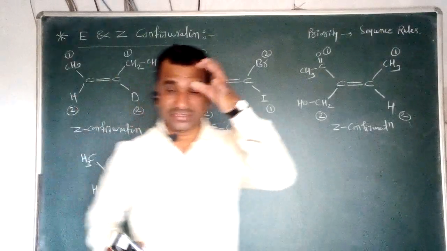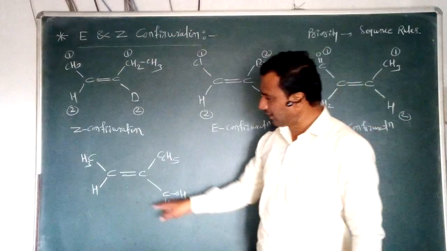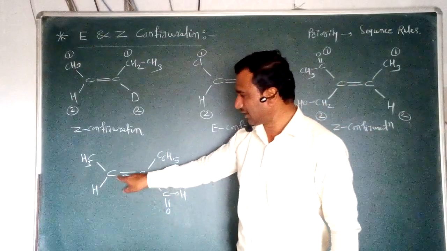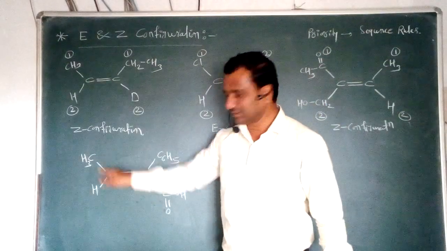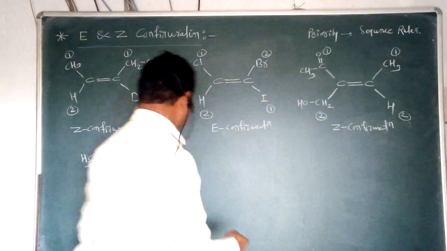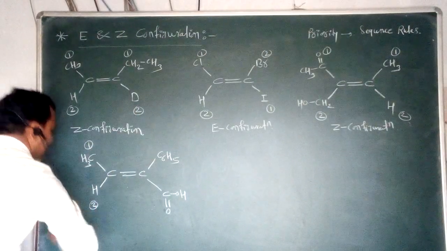So if we take such a type of next molecule for assigning this E and Z, again we have to assign the priority to these atoms or groups attached to this first olefinic carbon. So again this methyl gets the first priority as compared to hydrogen. So we just have to write here methyl priority number first, this hydrogen priority number second.